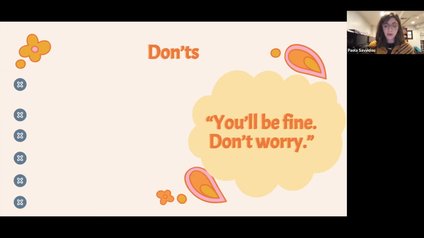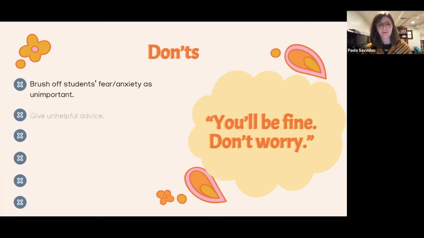So as a starting point, before we get into some specific strategies, let's talk about some general guidelines of what to do and what not to do. Let's start with some don'ts and get that out of the way. So don't brush off the student's fear or anxiety as unimportant, right? They end up feeling like their experience is not normal, which just makes it worse.